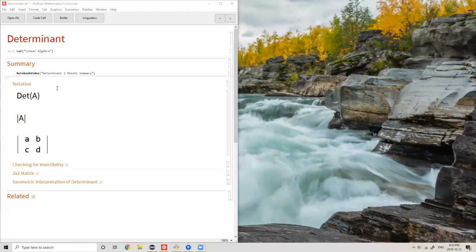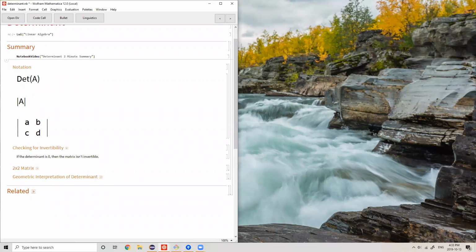The determinant of a matrix A is a scalar number that's useful when computing the inverse of the matrix. This is another way to write it. Or we can put straight lines around the actual matrix. If the determinant is 0, then the matrix is not invertible.